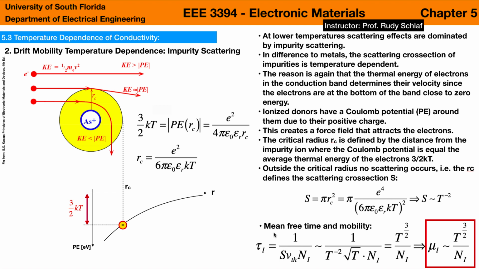So we can plug this into the mean free time and use the temperature dependence of the thermal velocity that we determined on the previous slide. And with that we get a temperature dependence of T to the 3/2. That of course carries through to the mobility. Note that we have to divide here by the impurity concentration because of course all this depends on how many impurities are in the semiconductor in the first place.